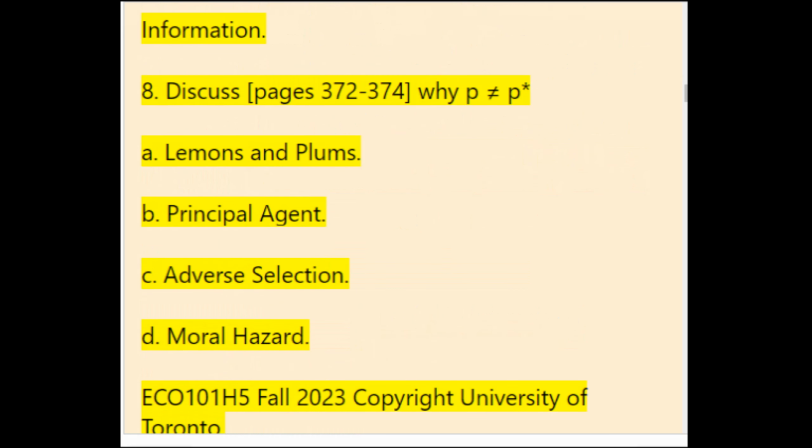Information. 8. Discuss, on pages 372 to 374, why P is not equal to P*. A. Lemons and plums. B. Principal agent. C. Adverse selection. D. Moral hazard.